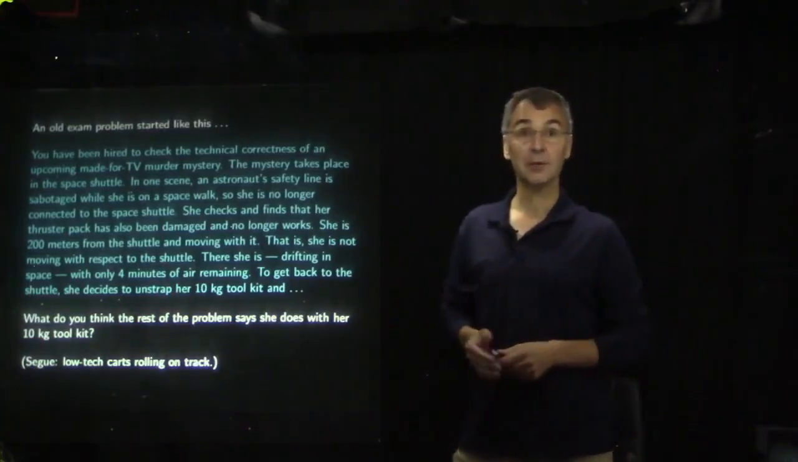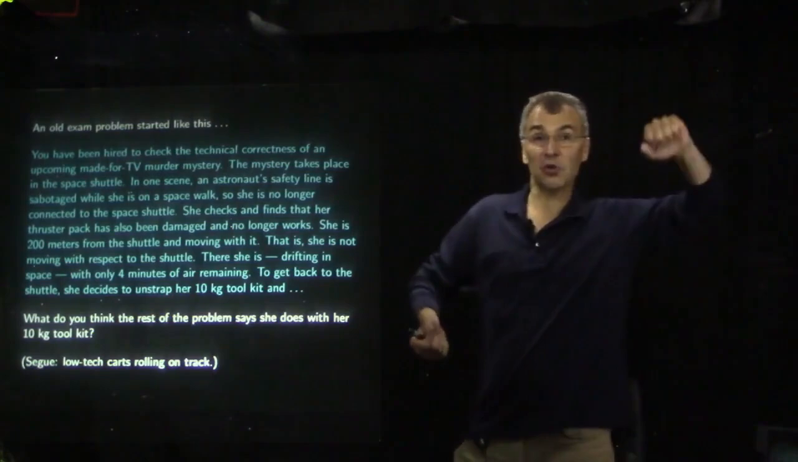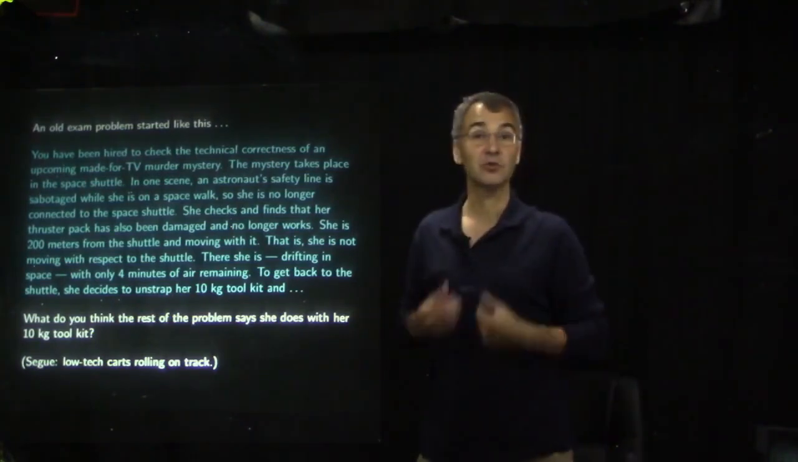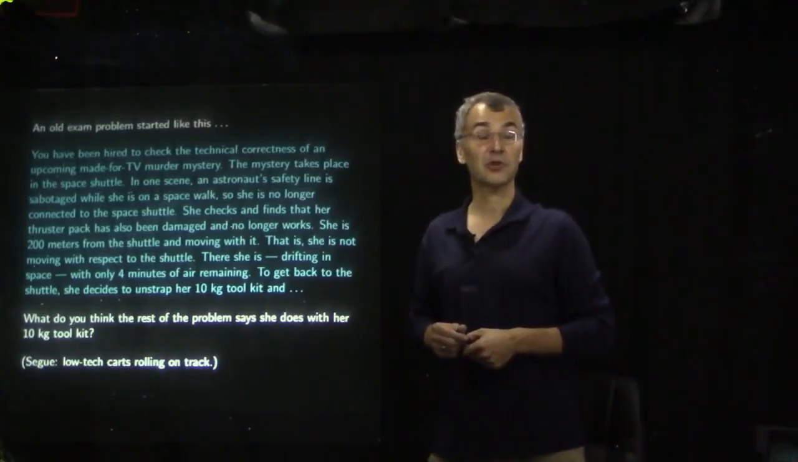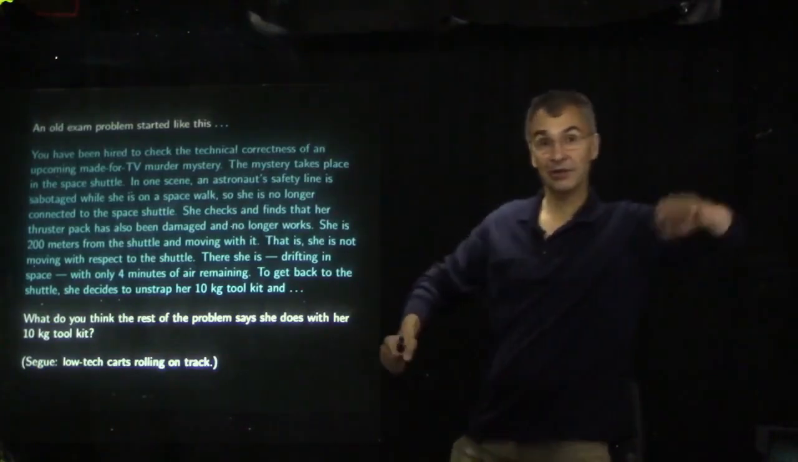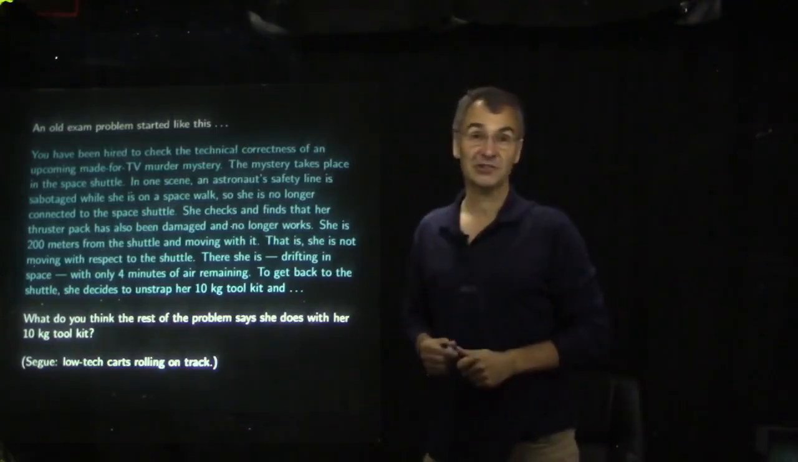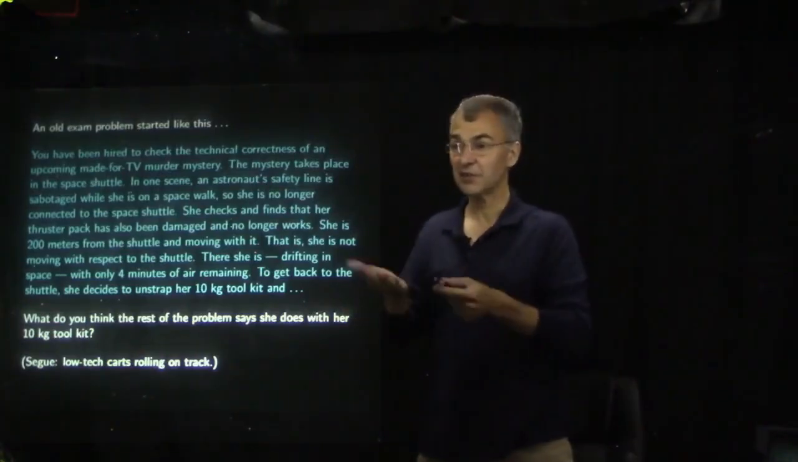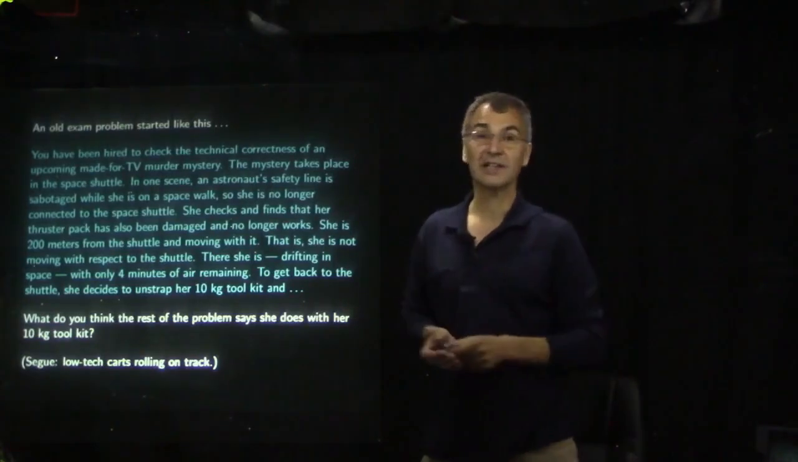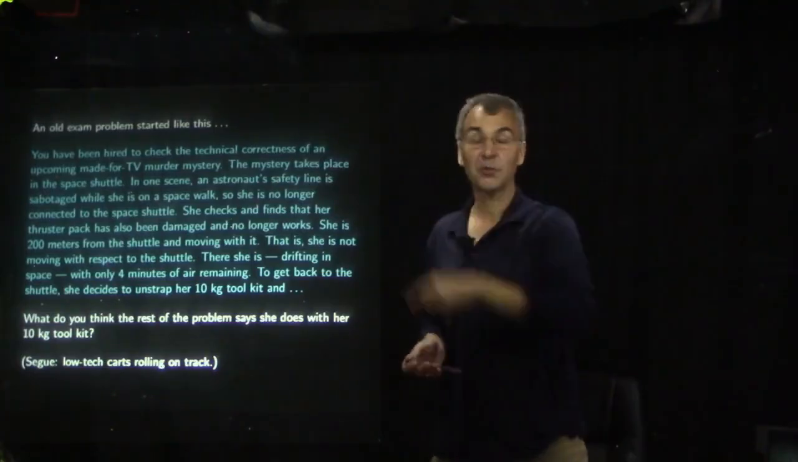Now that you are an expert at momentum, you know that she should throw her 10-kilogram toolkit with all her might. Now, she wants to move herself toward the space shuttle. So which way should she throw it? I think she should throw her toolkit with all her might away from the space shuttle. Then she will recoil toward the shuttle. Then we'll need to evaluate whether she can throw her toolkit away from the shuttle with a large enough velocity that her own recoil velocity is then fast enough to get her back to the shuttle within 4 minutes.